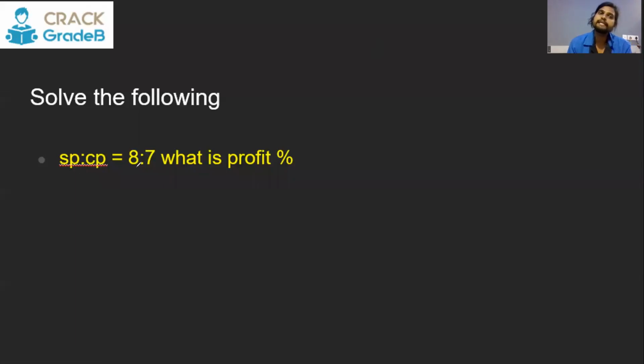If SP to CP is 8 to 7, what is the profit percent? As we just discussed, you don't even require actual values. A ratio even works. So you can just say CP is 7, SP is 8. So a 7 rupee item, if you're selling it for 8, there is a profit of 1 on 7. So 1 by 7 into 100 if you do. If you know the fraction of 1 by 7 already from the percentage topic, you can just say it is 14.28%. And hence the profit will be 14.28%. And that is why fractions are very, very important, friends. Easy. Let's see the next type.